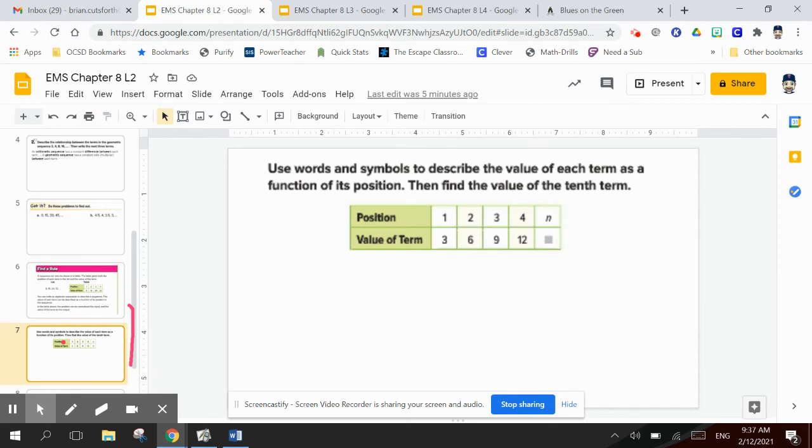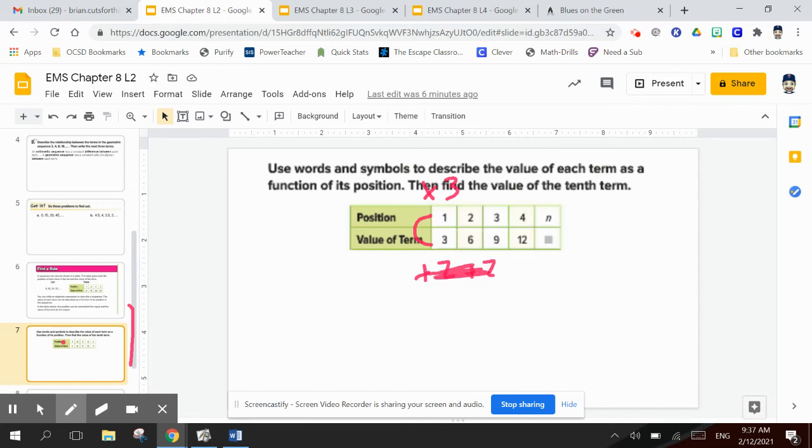So we want to use words and symbols to describe the value of each term as a function of its position. Then find the 10th term. So in this case, when I look at my position and value, I'm going from 1 to 3. So I know that I'm either adding 2 or I'm multiplying by 3. So I look at my next one, from 2 to 6. Is 2 plus 2 6? No. So I know adding 2 is not the right rule.